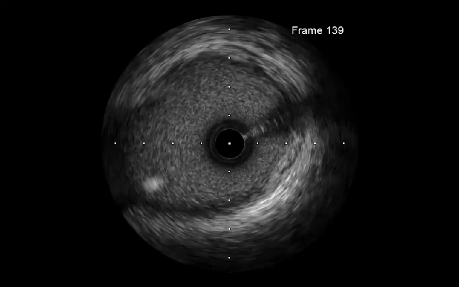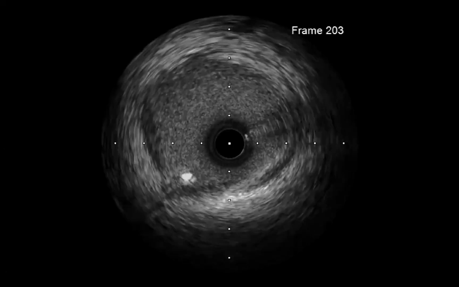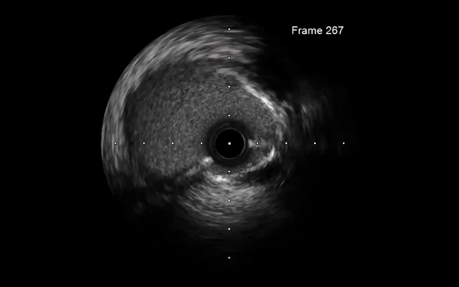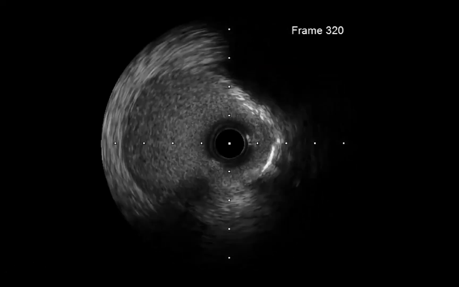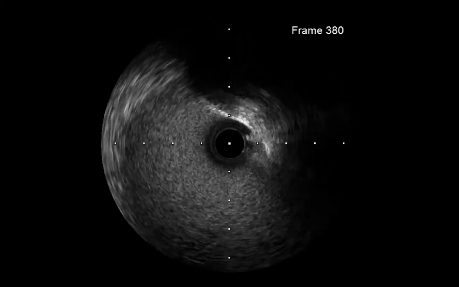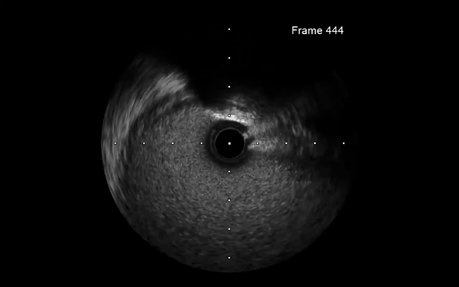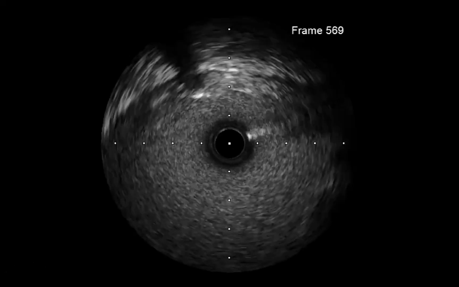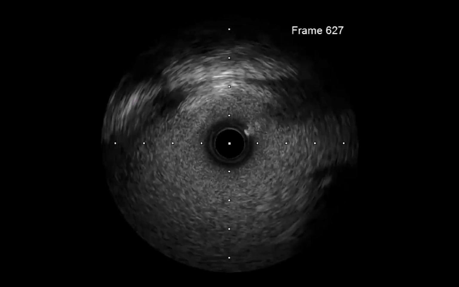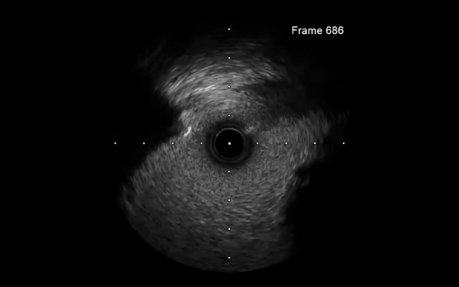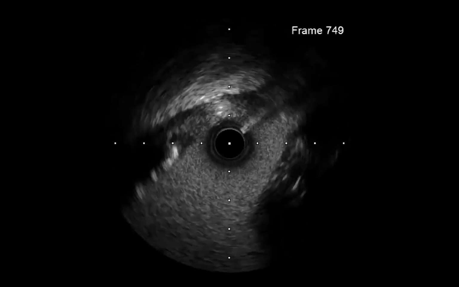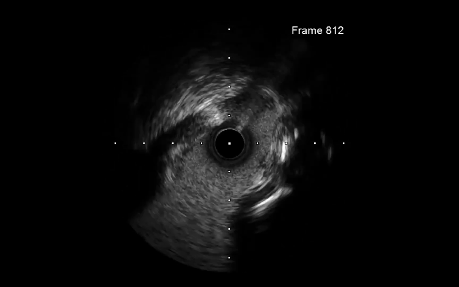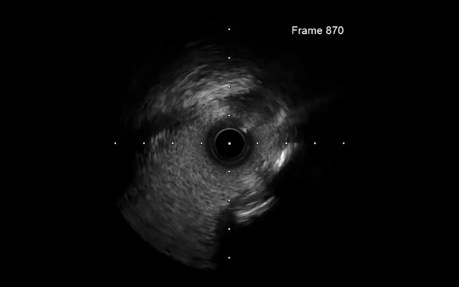And bear in mind that we have already wired the circumflex, so you may be actually seeing the circumflex wire coming from 7 o'clock and joining the LAD wire at around 3 or 4 o'clock. And bear in mind that the circumflex ostium was quite huge. And as we came towards the left main, it became a bit.